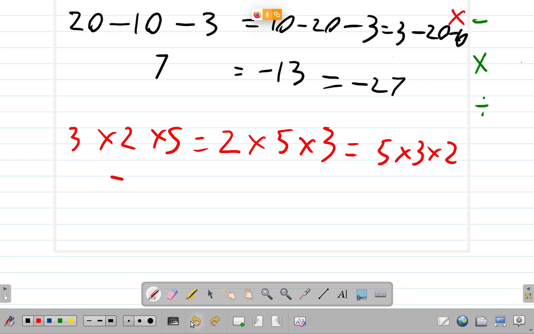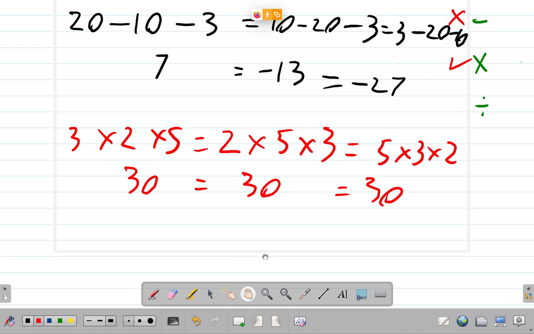3 multiplied by 2 is 6. 6 times 5, 30. Okay, good. What happens here? 2 times 5 is 10. 10 times 3, 30. Seems to be commutative so far. Let's see what happens here. 5 times 3 is 15. 15 times 2, 30. Okay. So multiplication is commutative. It does not matter which position the numbers commute back and forth to, because to commute means to travel.